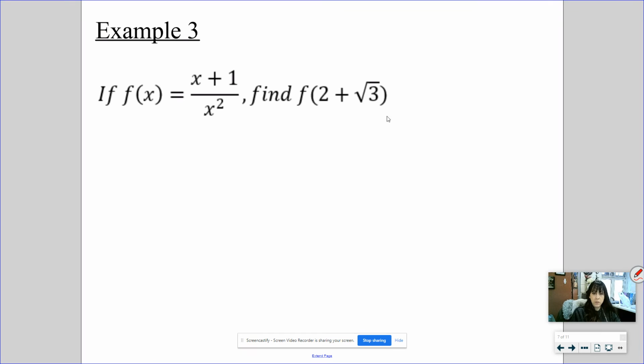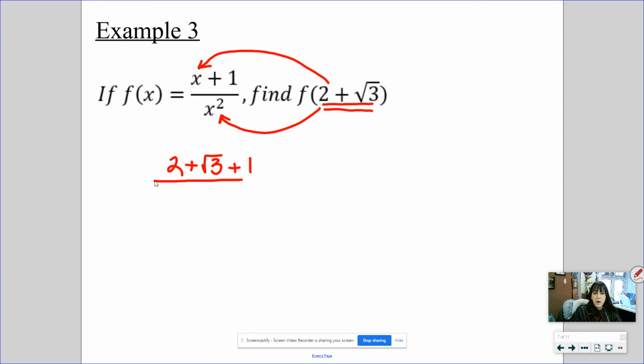Here's what you may have to do. You may have to use function notation with radicals. In this case, it's a binomial. So this means everywhere I see x, I'm going to put a 2 plus radical 3. Okay, everywhere I see an x, I'm going to put a 2 plus radical 3. So this would be what my problem would turn into. I think I'm going to go ahead and simplify a little bit and say that this would be 3 plus radical 3 on top.